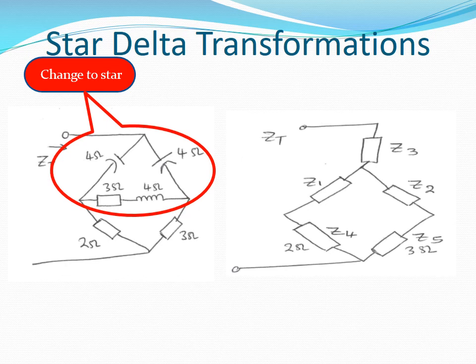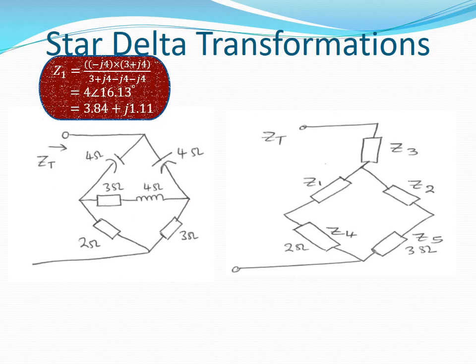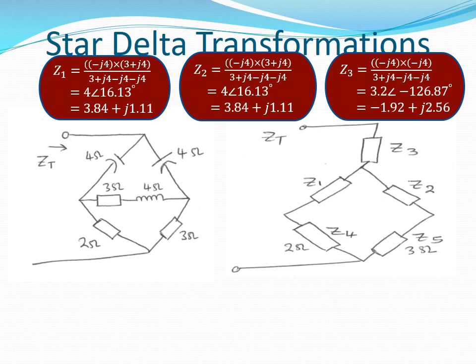Z1, Z2, and Z3 are the corresponding star impedances. The star impedances are found using the rule that the star impedance is equal to the product of two closest delta impedances divided by the sum of all the delta impedances. The impedances are worked out as Z1 equals 3.84 plus j1.11, Z2 equals 3.84 plus j1.11, Z3 equals minus 1.92 plus j2.56.